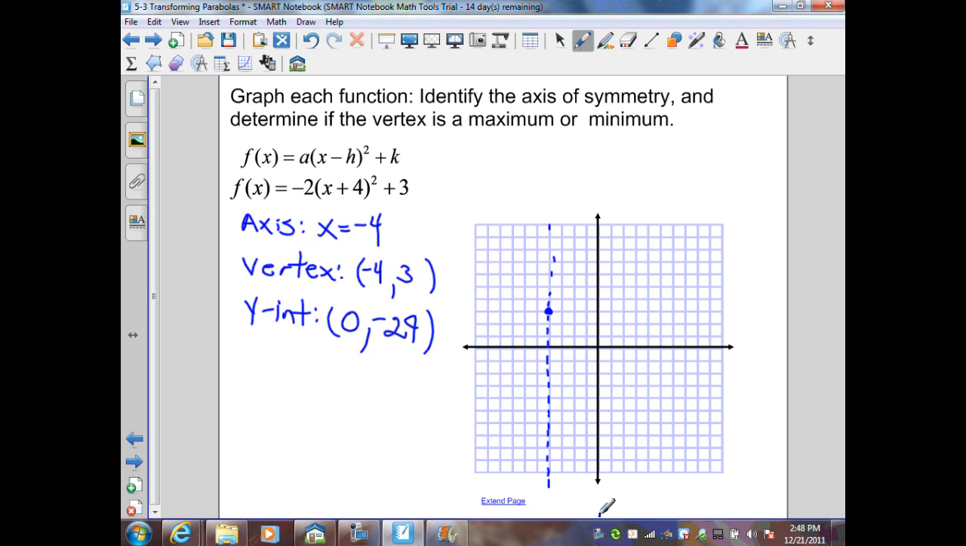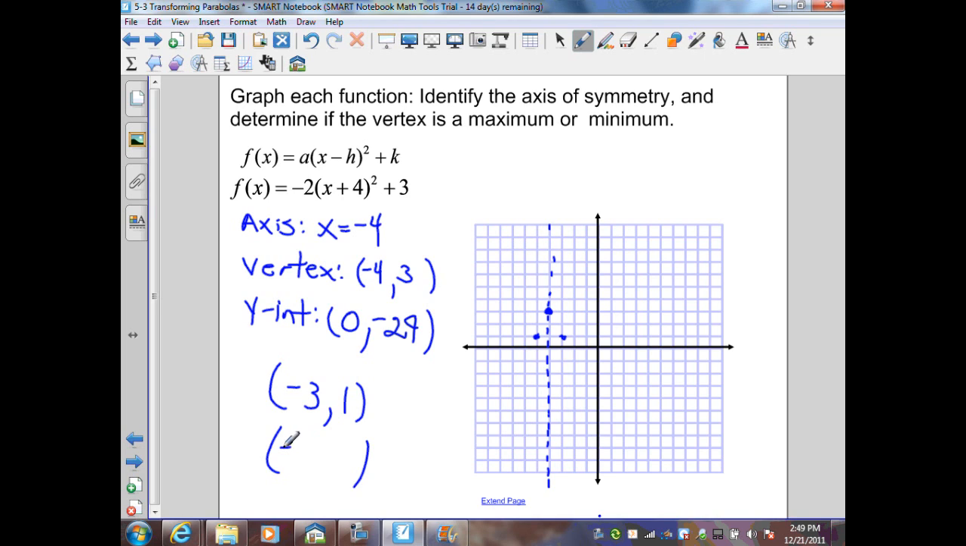So what I'll do is I'll pick another point inside that. So I'm going to pick x equals negative 3. A negative 3 plus 4 is 1. 1 squared is 1, times a negative 2 is a negative 2, plus 3 is 1. So when I graph that point, negative 3, 1, and I graph its reflected point over the axis of symmetry, I'm going to graph one more just to verify what my parabola looks like.